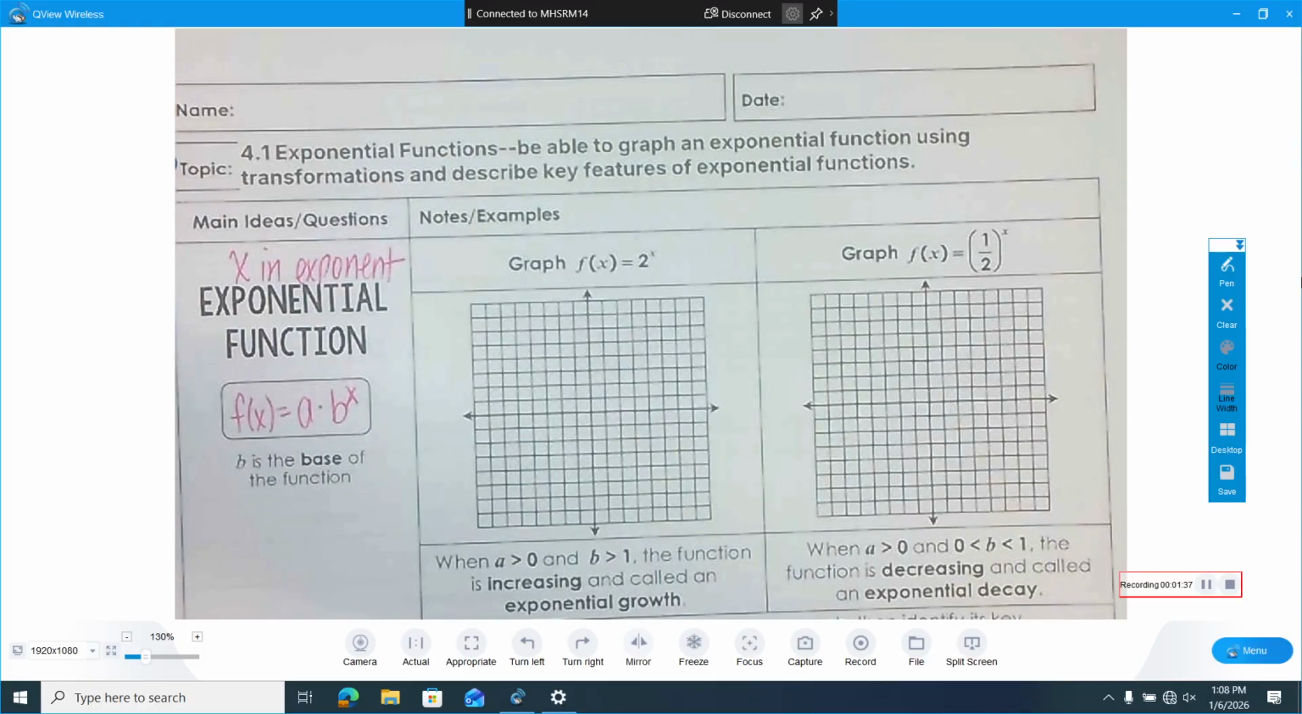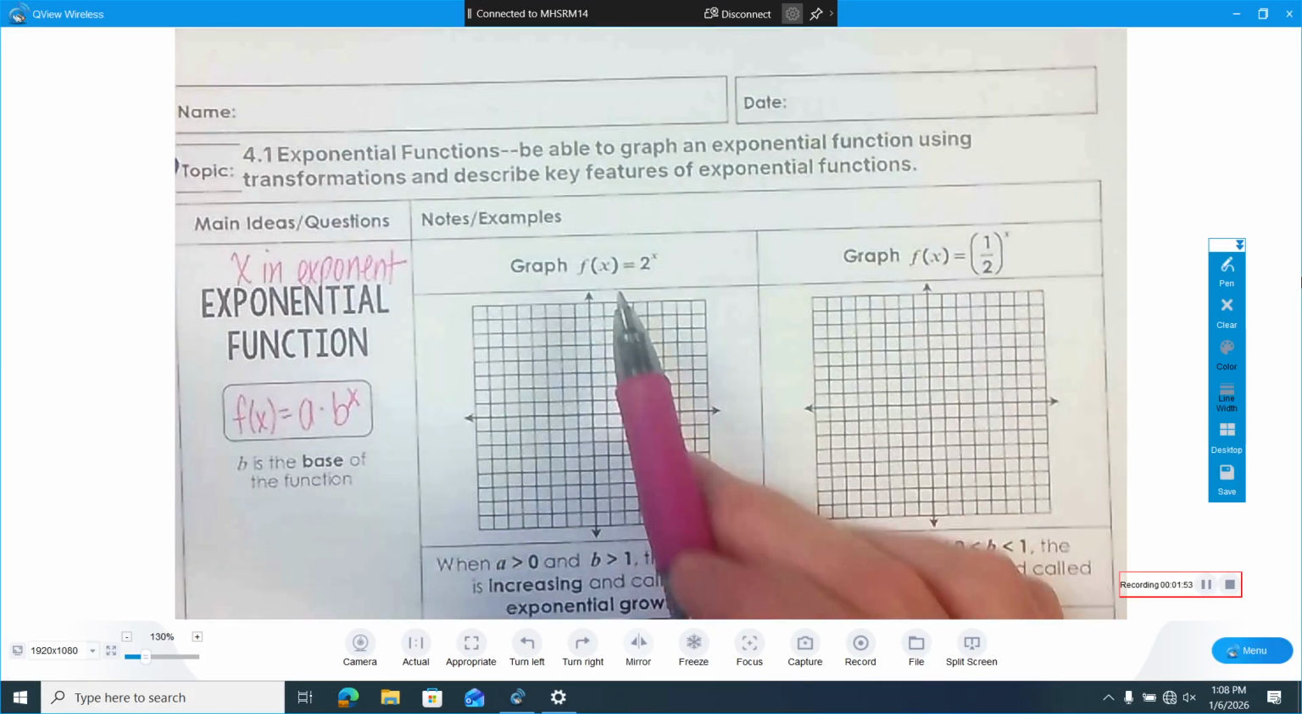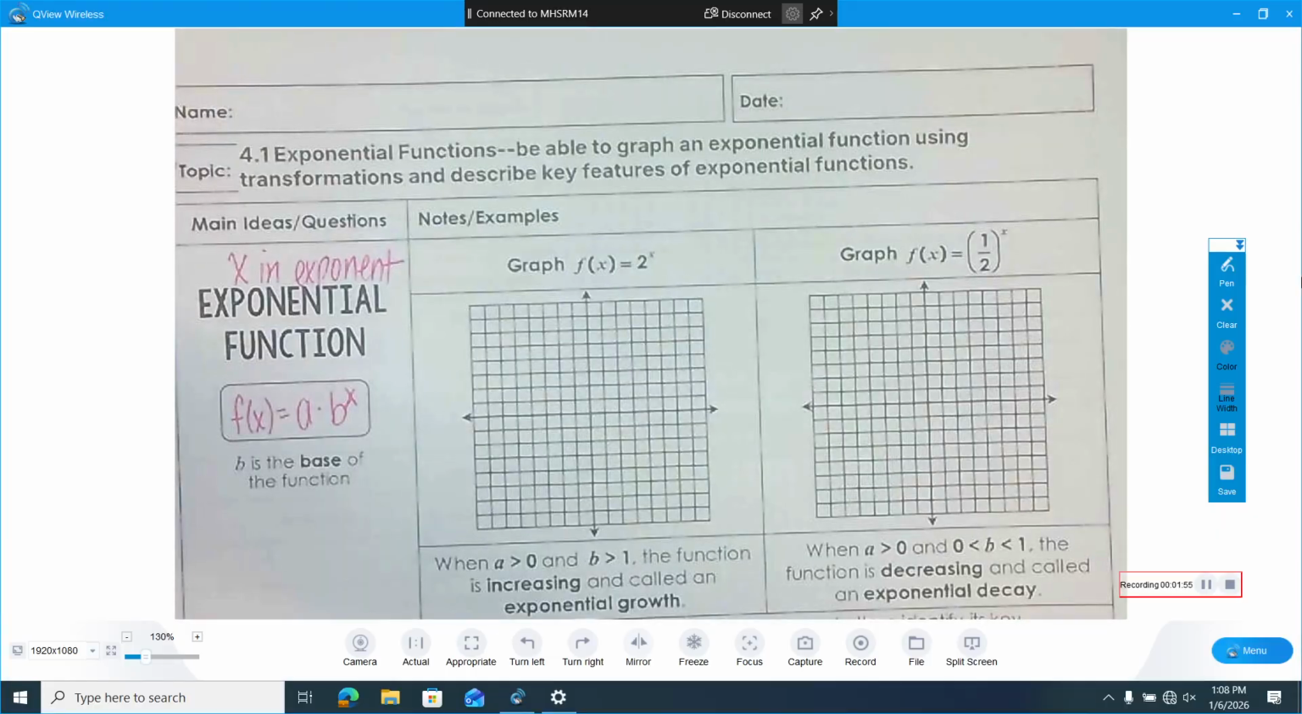Do you know what an exponential function looks like? Good, yeah. Exponential functions grow quickly. And so that is the basic function, something like 2 to the x.